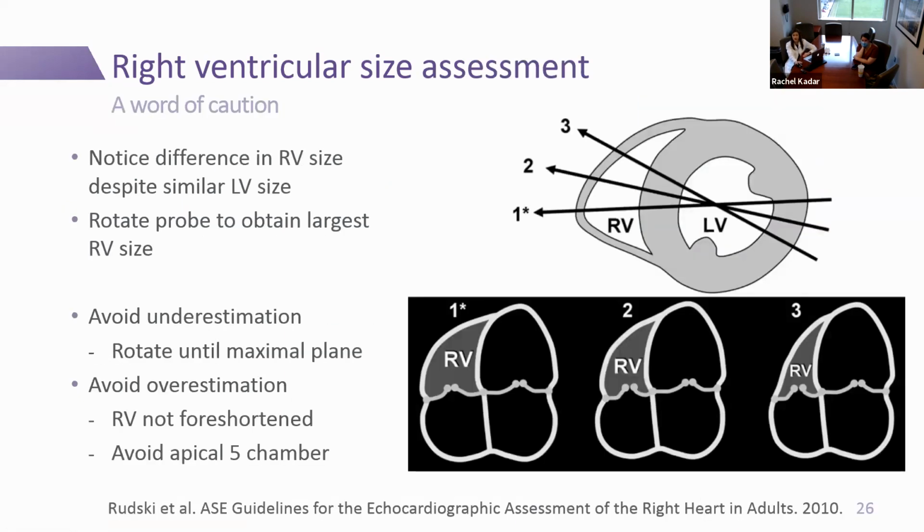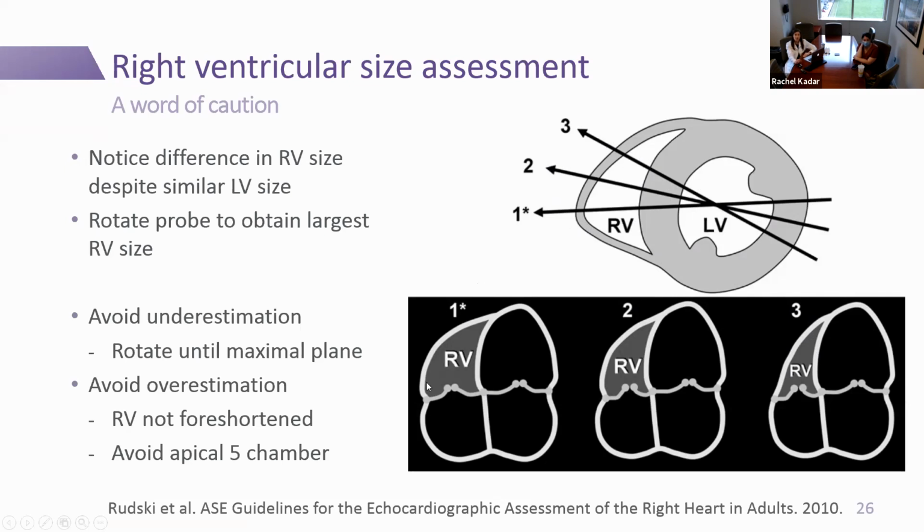A word of caution when you're looking at right ventricular assessment. Here is an apical view, and here are the different cuts that you can see here in this picture. As you notice, changing your angle can give you the same left ventricular size with 3 different right ventricular sizes. And so if you're over here at 3, your right ventricle may look normal, whereas 1 would be the appropriate angle to actually look at that right ventricle. And so it might actually be dilated and you might miss it.